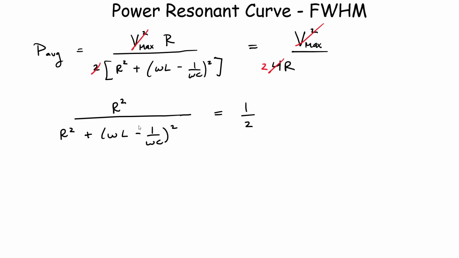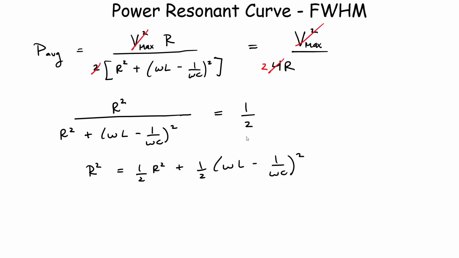I brought the r over on the left-hand side over here. So you have r squared. And you want all of this simply equal to 1/2. Well, now we have to do a little bit of algebra. So we have to bring this whole term on the denominator over to the right-hand side. And if you multiply through by the 1/2, this is what you get.